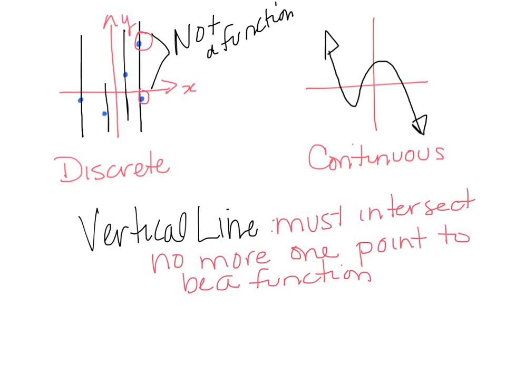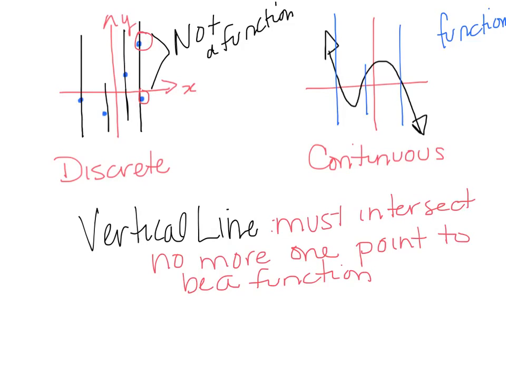Okay, so let's look at this other one that's a continuous function, and I'm going to draw some vertical lines and see if I ever pass more than once. Wherever I draw it, I'm only going to pass in one place. So everywhere, it's a function. This one is a function because it passes that vertical line test.